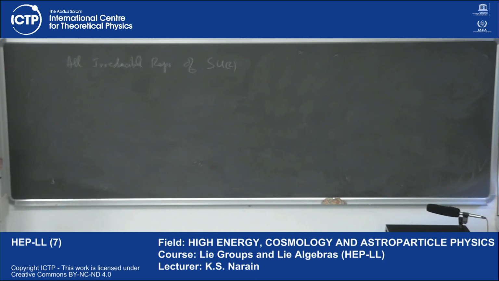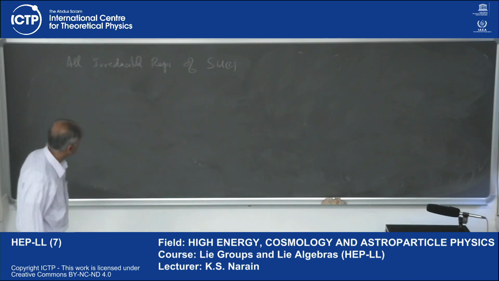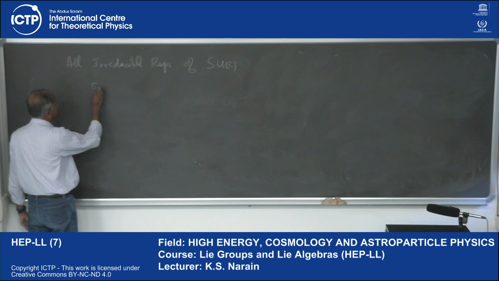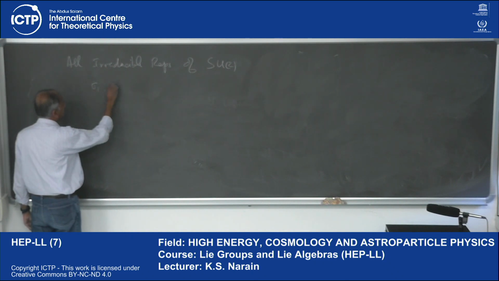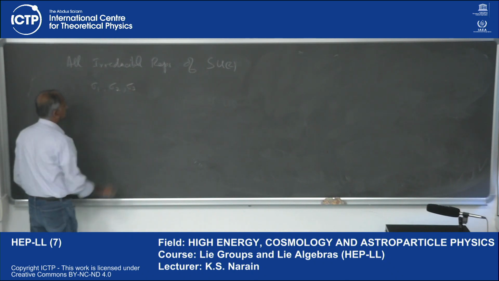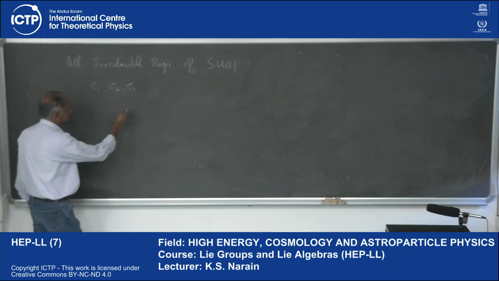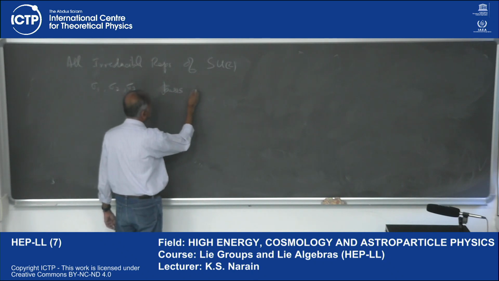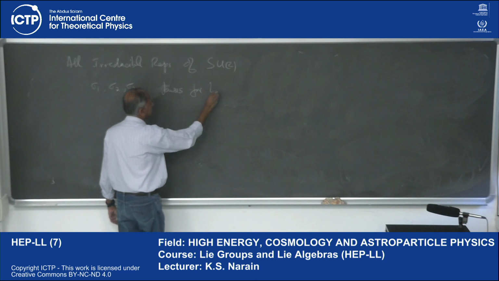So remember, for SU2 we have these three sigma i: sigma 1, sigma 2, and sigma 3. These were the three Pauli matrices. These were the generators, the basis for the generators. I could choose them as the basis for the Lie algebra.